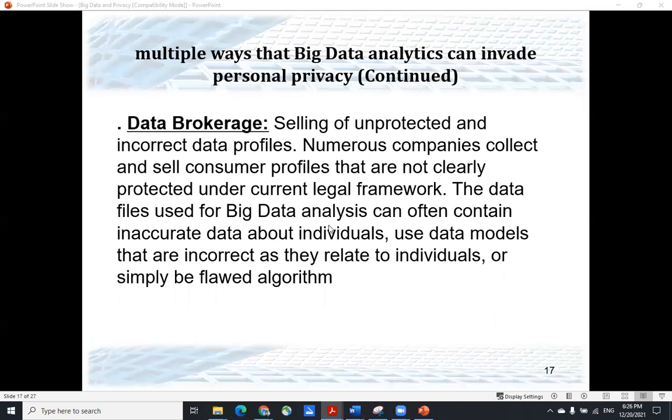Now we talk about data brokerage and the sale of unprotected and incorrect data profiles. Numerous companies collect and sell consumer profiles that are not clearly protected under the current legal framework, and those data files used for big data analysis can also often contain inaccurate data about individuals, use data models that are incorrect as they relate to individuals, or simply be a flawed algorithm.